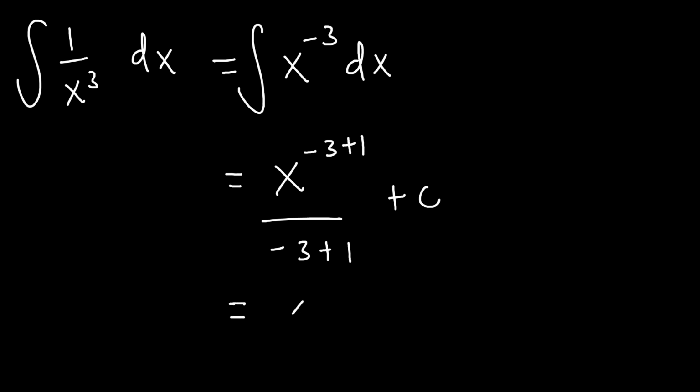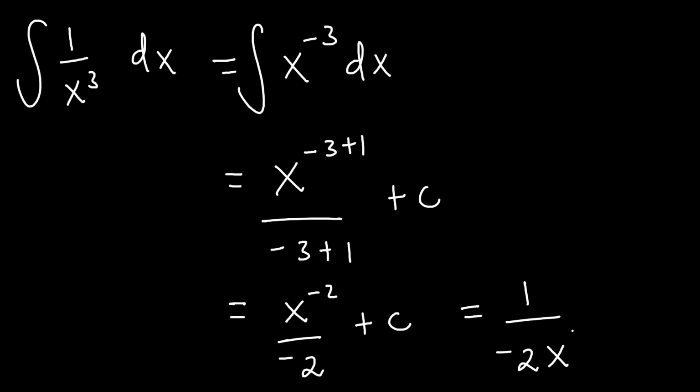And this will be equal to x to the power of negative 2 divided by negative 2 plus c. And if we take this to the bottom, we shall have 1 divided by negative 2x to the power of 2 plus c. And that's our answer.